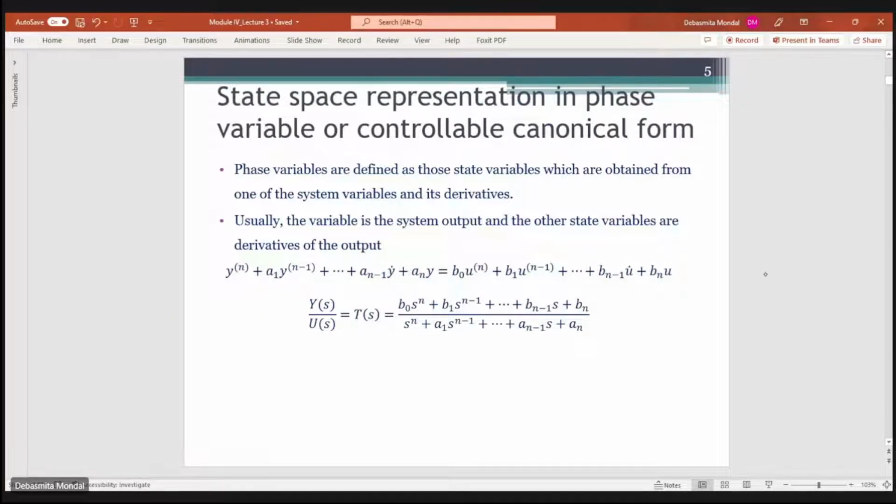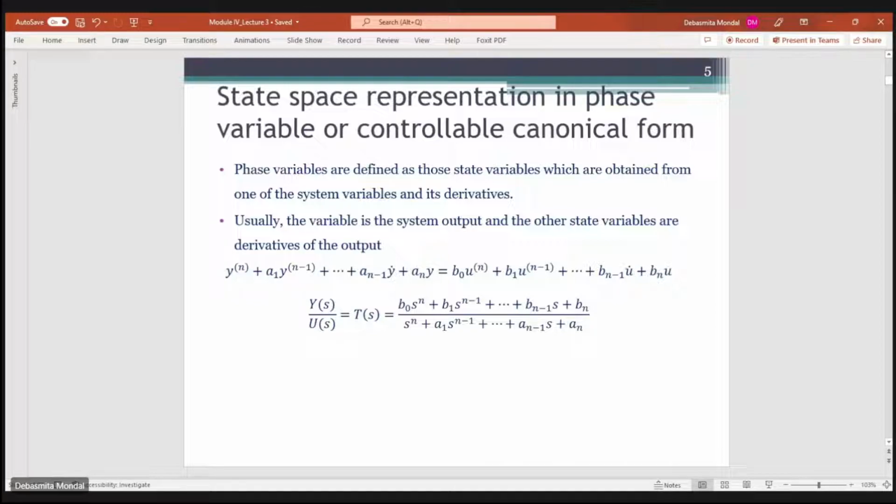Okay, so what are phase variables? Basically, phase variables are defined as those state variables which are generally obtained from one of the system variables and its derivatives. In general practice, the system variable that we take is the output, and all the other states are expressed as derivatives of the output.